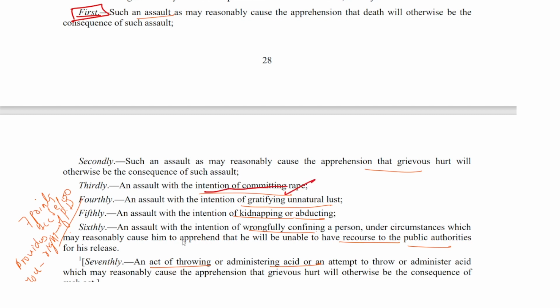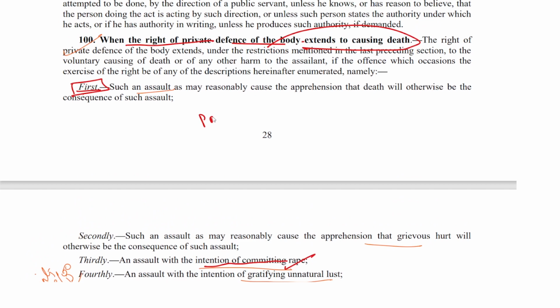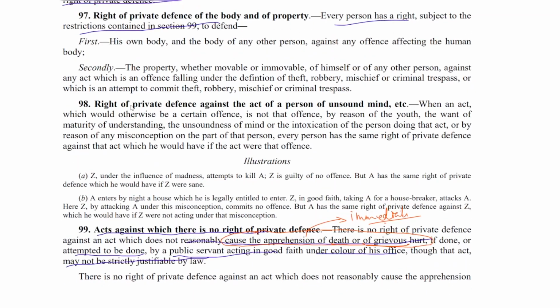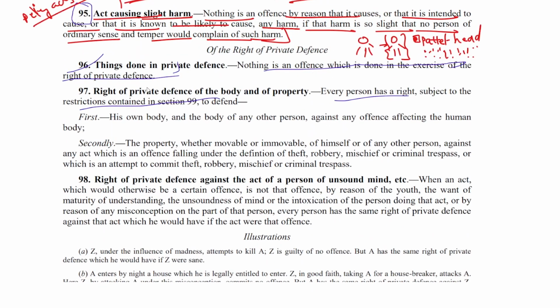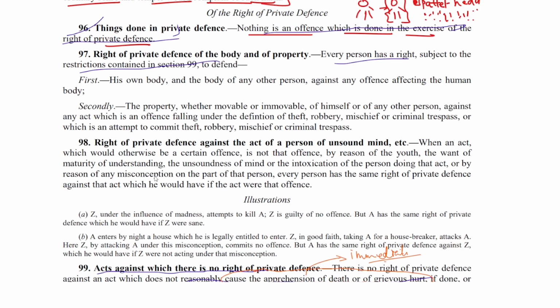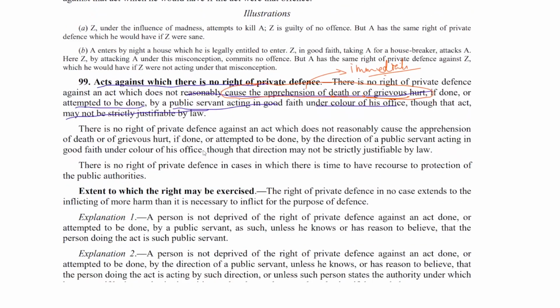So the only principle that you need to remember, and we have studied that in Section 96, is that nothing is an offense which is done in exercise of the right of private defense. The first and foremost thing that you need to remember is that there is no right of private defense against an act which does not reasonably cause the apprehension of death or of grievous hurt, if done or attempted to be done by a public servant acting in good faith.